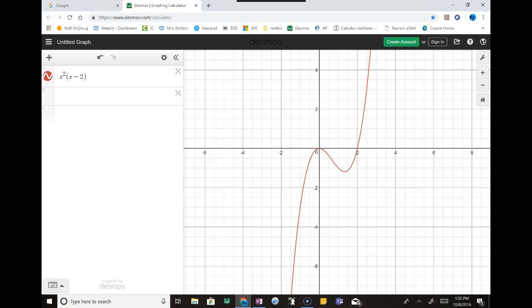Can you tell me the difference between the two x-intercepts? Two things are happening. What is happening at 0 versus happening at 2?